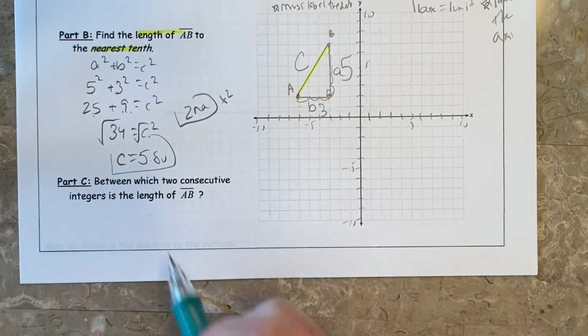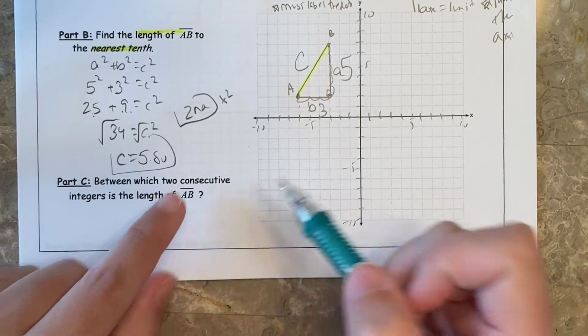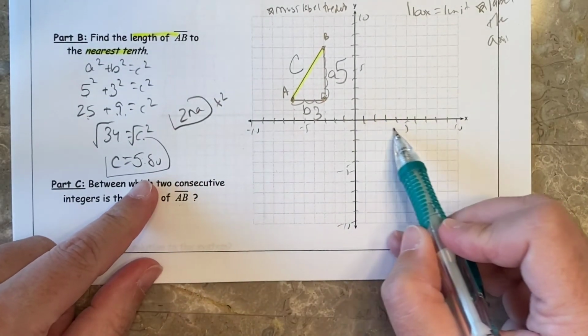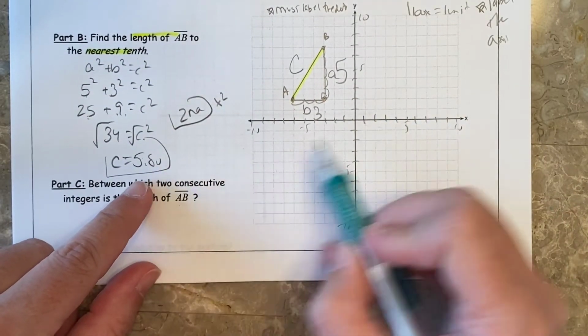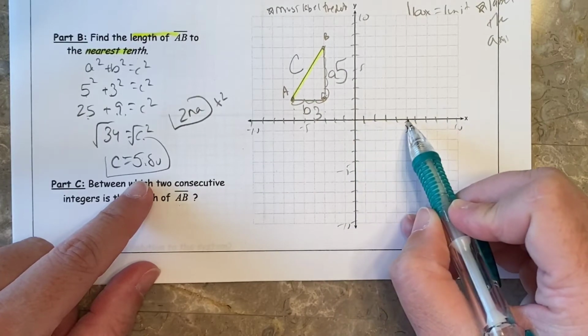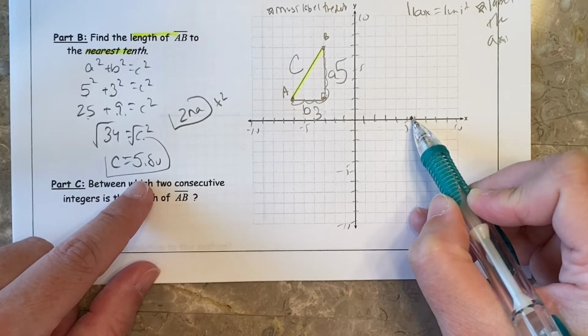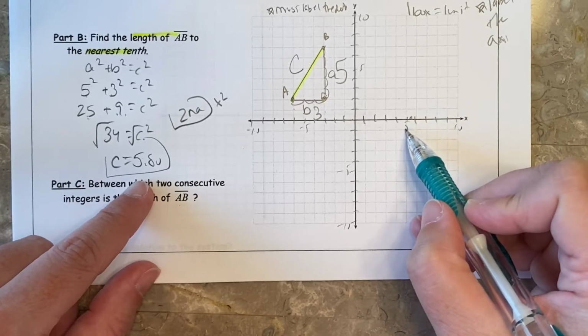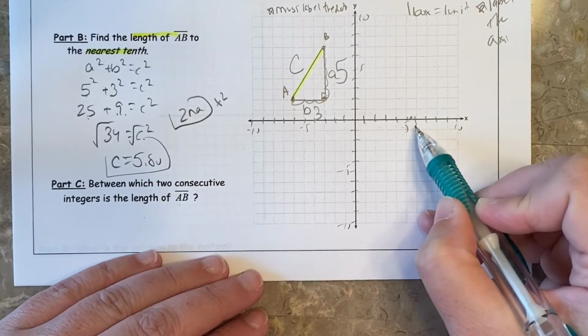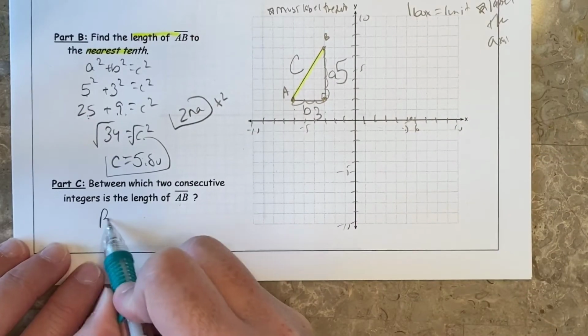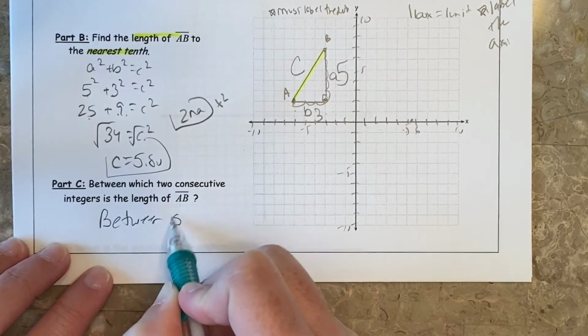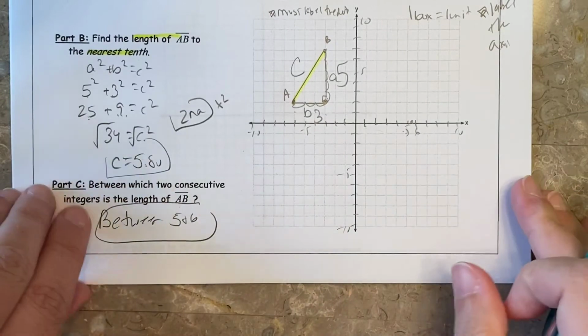All right, which two consecutive integers is the length of AB between? So where would you plot? Let's look over here. Pretend this is our number line. Where would I plot 5.8? So here's 5. 5.8 would be a little more than 5. So where is that plotted? It's between 5 and 6. So 5.8 is between 5 and 6. Okay, number 4, done. Hopefully you guys remember a lot of this.